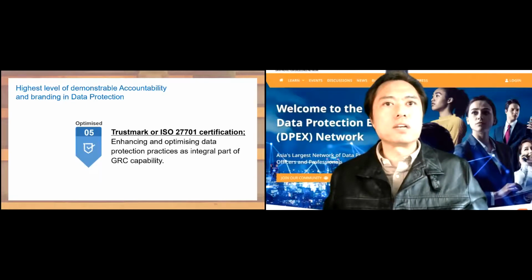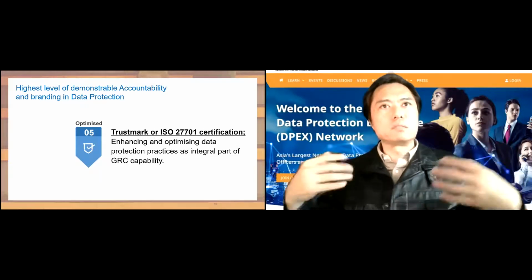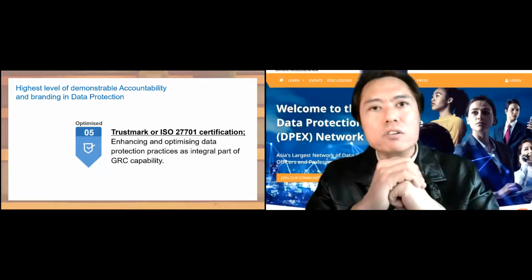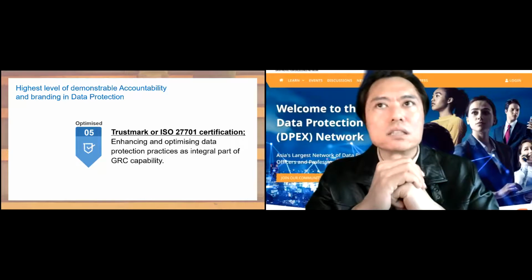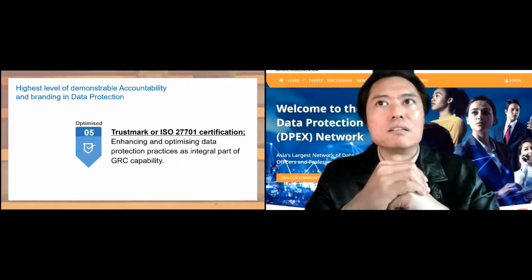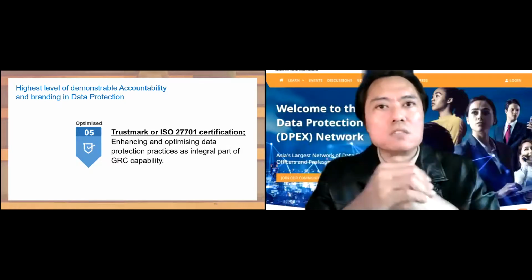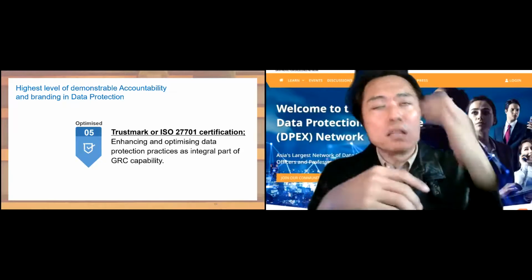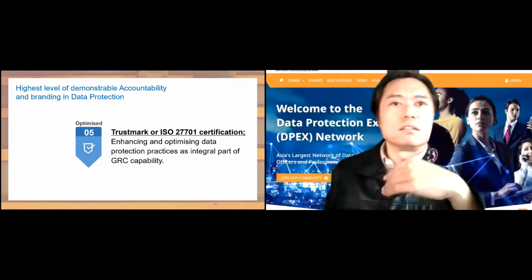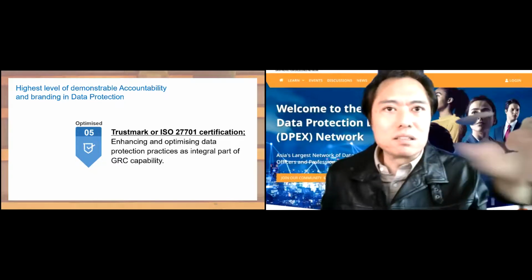At the trust mark level, you can exhibit that you have optimized data protection practices as part of your governance, risk and compliance capability. Dr. Ali, you will know this, and you do a lot of M&A. GRC is one thing you look at a lot. So the trust mark is something very visible because it is audited by third parties, and it is the gold standard. Like I said, I'm beginning to see this appearing in a lot of large tenders.